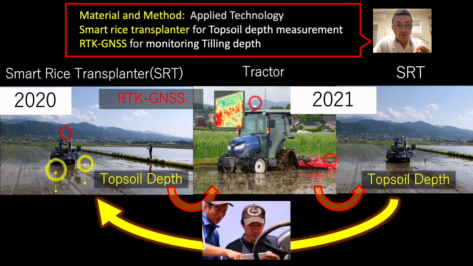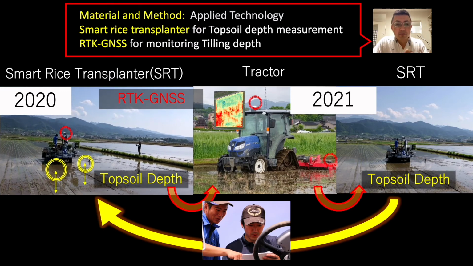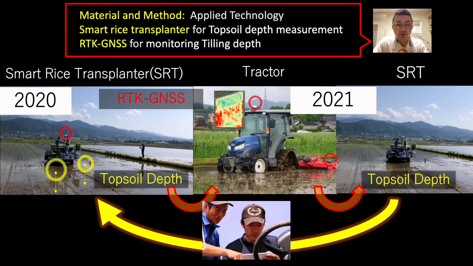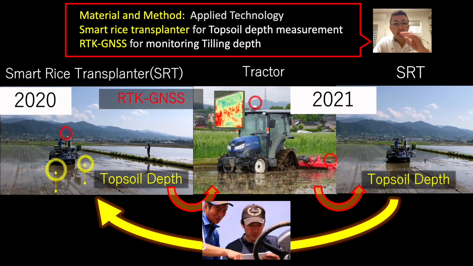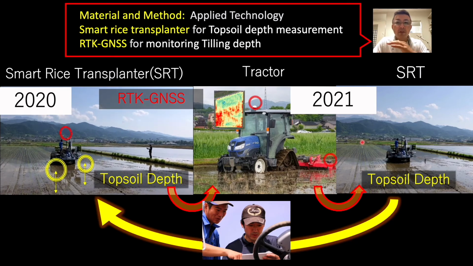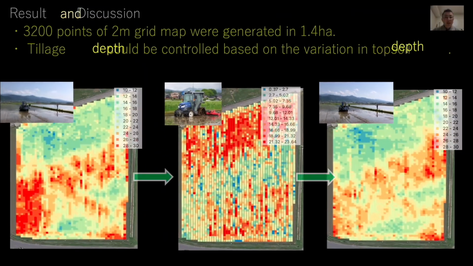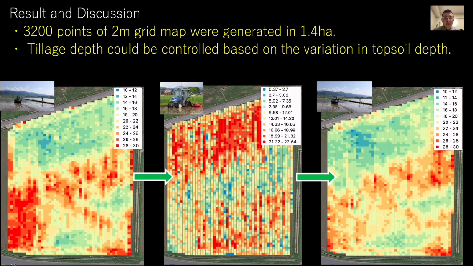And the topsoil depth was measured at the same time as rice transplanting this June, actually, to determine if there is any change from last year. As a result of visualizing more than 3,200 grid data points from a 1.4 hectare field meshed into 2 meter squares, we found that the topsoil depth varied by as much as 20 centimeters.